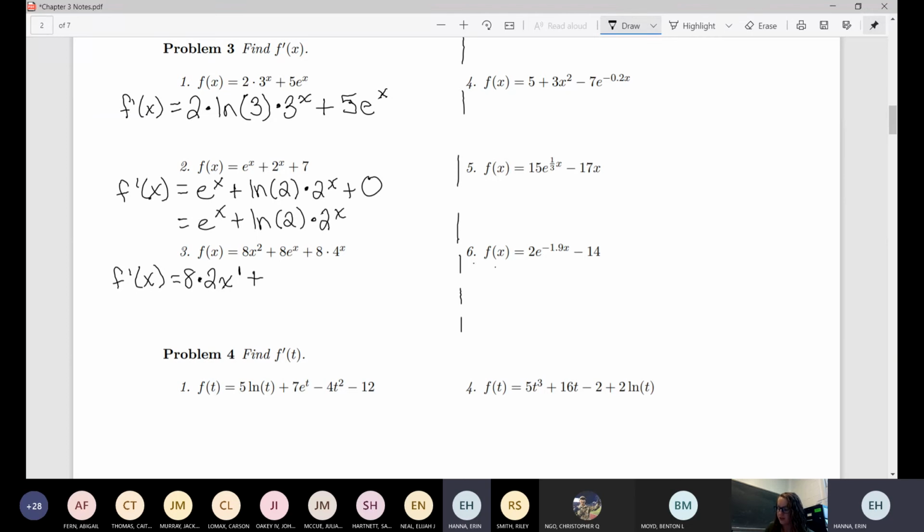Plus the derivative of 8 e to the x. 8 comes along for the ride. Derivative of e to the x is e to the x. Plus the derivative of 8 times 4 to the x. The 8 has to come along for the ride. Derivative of 4 to the x is natural log of 4 times 4 to the x. So really the only thing we can rewrite is that first term.